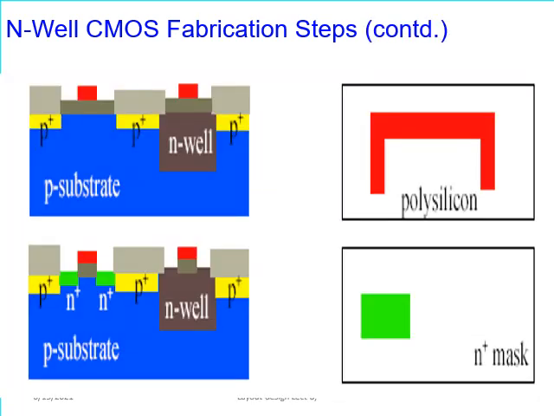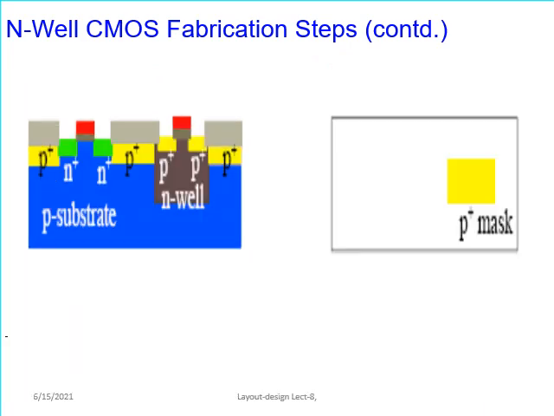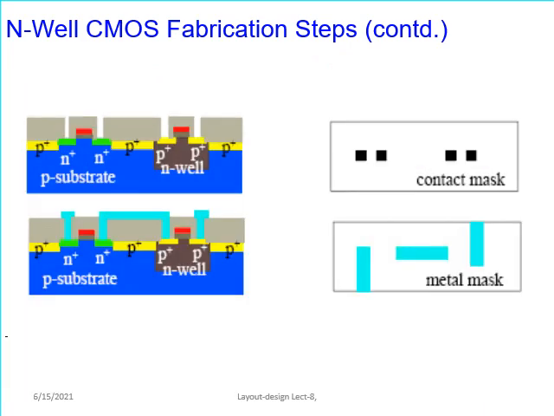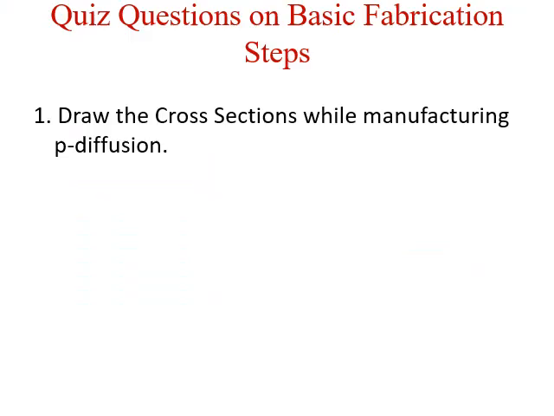In these fabrication steps, red indicates the polysilicon and plus the color coding of the MOS transistor. Then for the contact material, black indicates the metal contact. Like that we indicate the color coding of the metal oxide semiconductor.